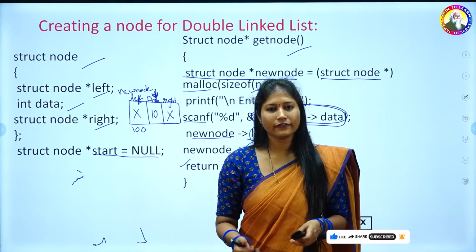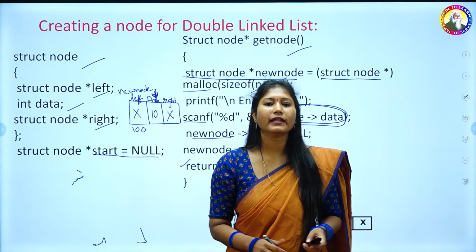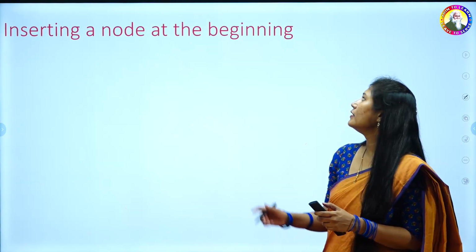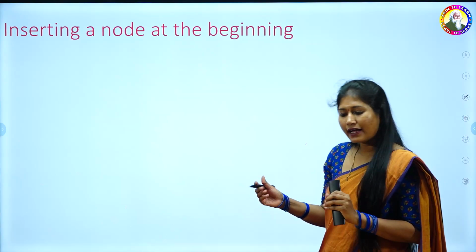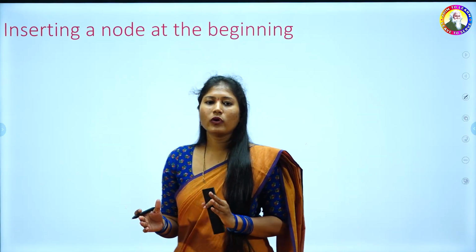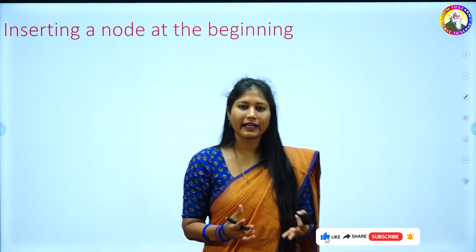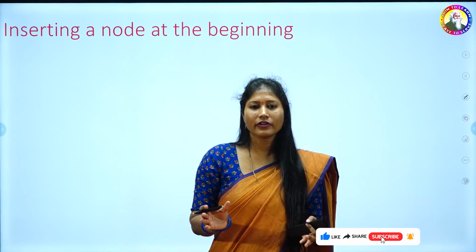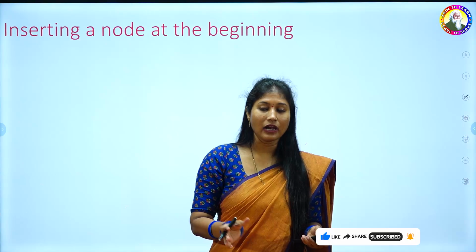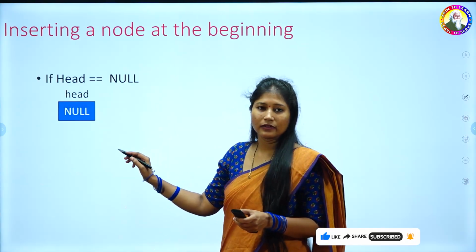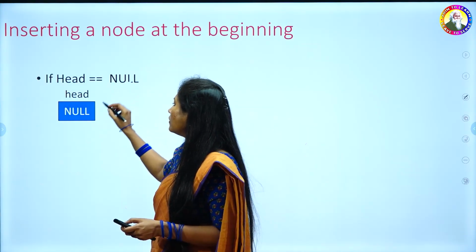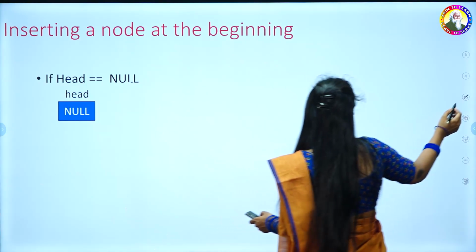Now, we are going to see the different operations that can be performed in a double linked list. That is, inserting a node at the beginning. At the beginning, we are going to start the head pointer as a null. Why? Because till now I haven't operated anything. So, initially what happens? We are going to mark the head pointer as a null. Once the head is null, what do I have to do?